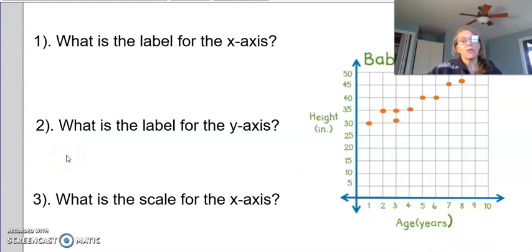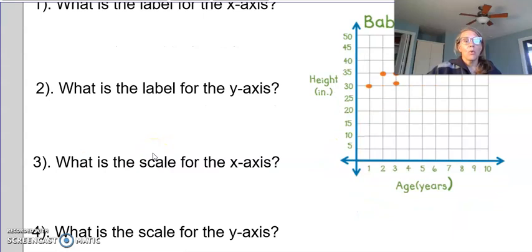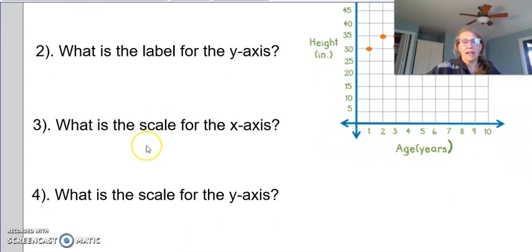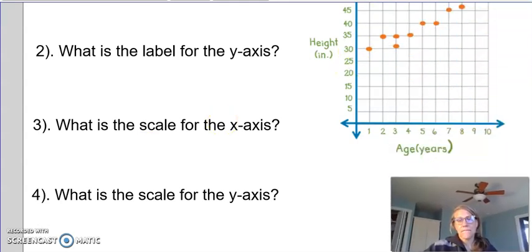Number 2, what is the label for the y-axis? Go ahead and answer that question now. You should have answered height for the y-axis label. What is the scale for the x-axis? Go ahead and answer that question now. You should have answered the scale is 1 along the x-axis because every line is going up by 1.